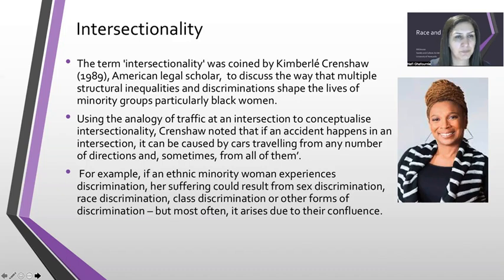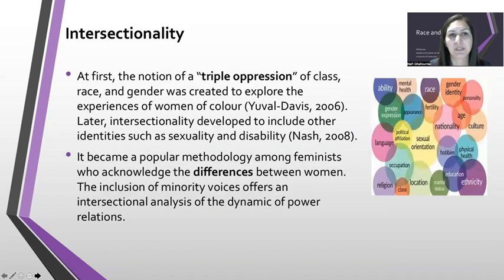At first, when the theory of intersectionality was developed, the notion of triple oppression of class, race, and gender was created to explore the experience of women of color. So they call it triple oppression: class, gender, and race. And later, intersectionality developed to include other identities such as sexualities, disability, sometimes immigration status, different identity markers.